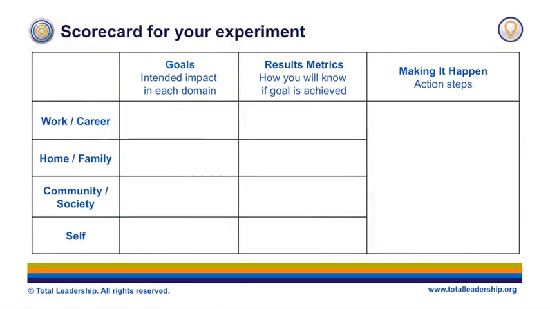Let's look at the third column. The third column on this template asks you to define the action steps that will allow you to meet your goals. These simple details should be clear and very doable, something that you can do now. So, in addition to results metrics, it's useful to note the specific actions you'll take in pursuit of your experiment's goals. Dan, for example, noted the number of nights a week he was going to read to his children at bedtime.